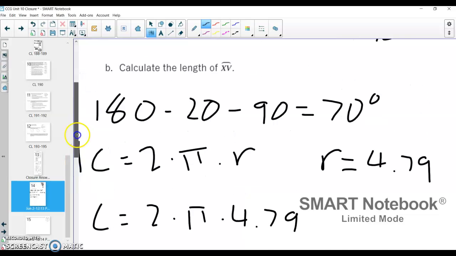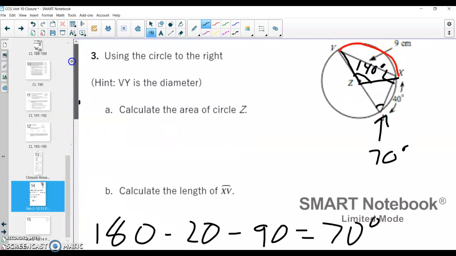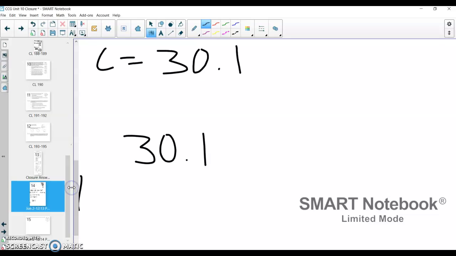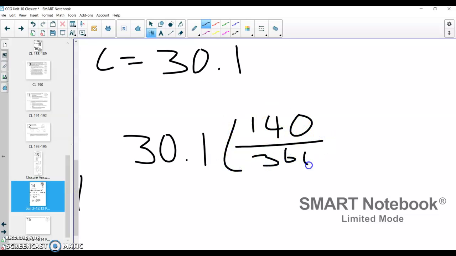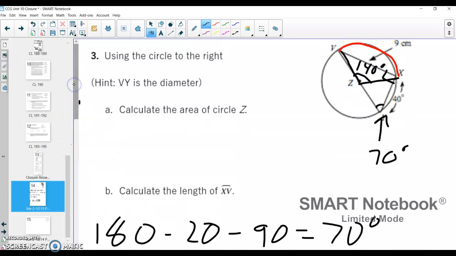All right. Now, to finish this problem up, I'm going to take that 30.1, the total circumference, and multiply it by the portion that I want. And the portion that I want is 140 over 360. Because, and this is again where I kept screwing up, I'm using that central angle of 140, and that's going to be the portion of the circle that I want. That's going to give me that red arc length.